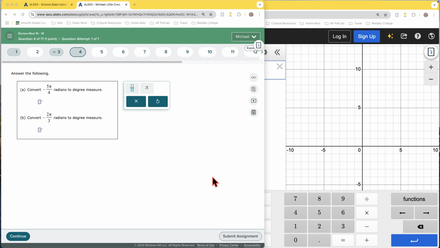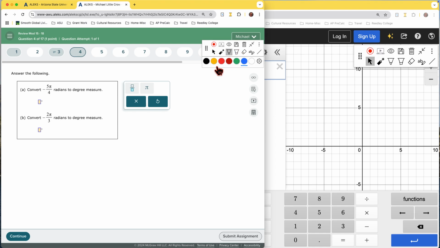Degrees to radians and radians to degrees, problem type 1. However, we get two questions where we're going from radians to degrees. So what we know is we need to use a conversion factor. Very similar if you looked at 3, similar but a little different.